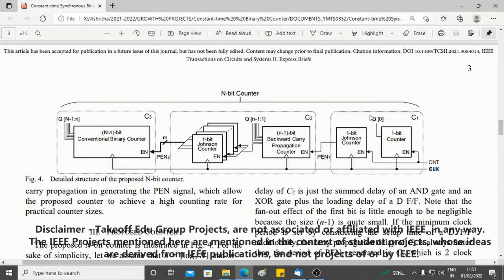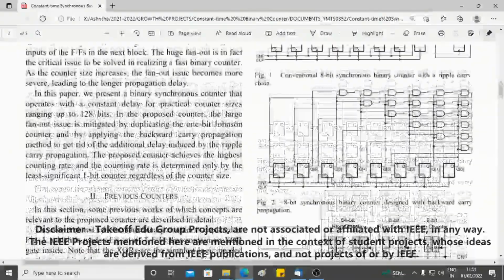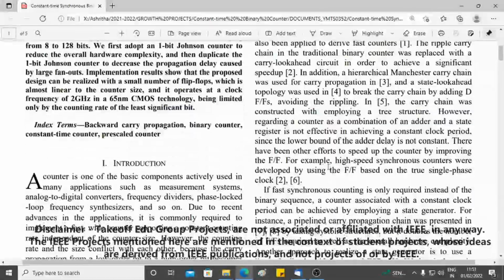In such a way we are designing a binary counter, and this can be used in various implementations like analog to digital converters, frequency dividers, PLLs, synthesizers, etc.